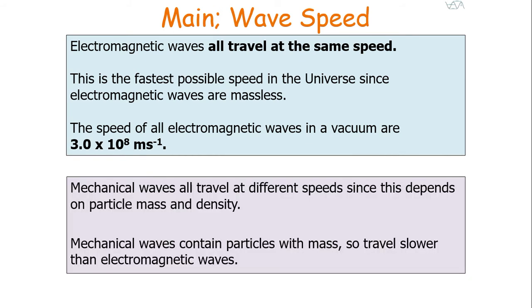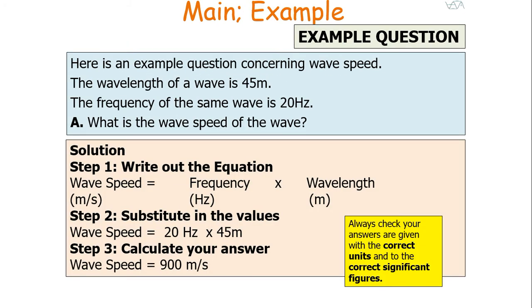Mechanical waves all travel at different speeds, since this depends on particle mass and density. Now, mechanical waves contain particles with mass, so travel slower than electromagnetic waves. Now, using the equation wave speed equals frequency times by wavelength, we can calculate a value for wave speed.